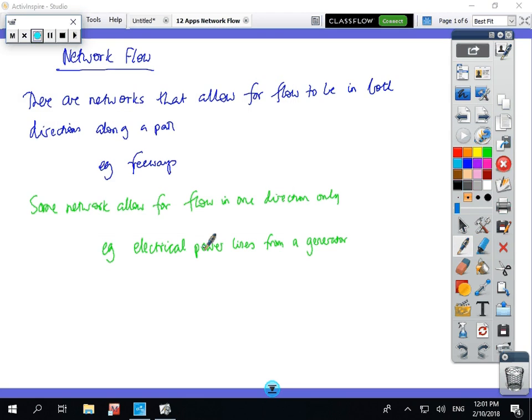Okay, so the next part is called network flow, and there are some networks that allow for flow to be in both directions along a path. Now the easiest one you can think of is a road, because you can go in both directions, a freeway or a road. Some networks allow for flow in only one direction. For instance, power lines. You can only flow from the generator to the house. You can't go backwards. Alright, so copy that and come across.